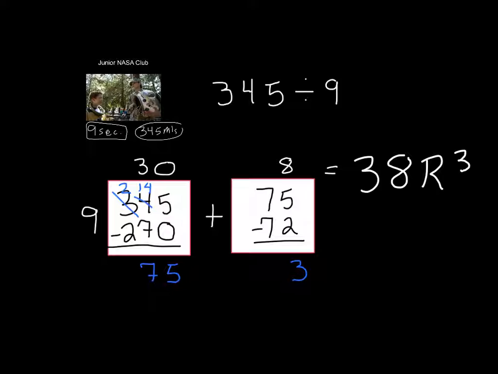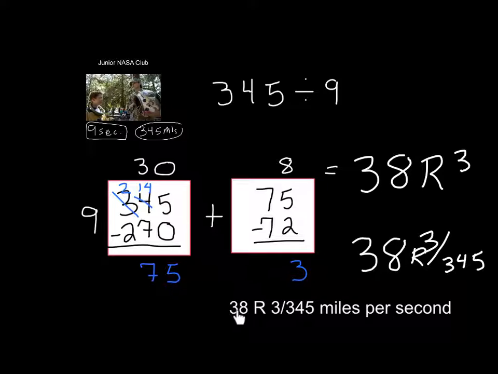So each second, I'm going 38 miles, and I'm also doing 3 out of the 345 miles. So that's still my remainder. But if you were rounding this off, you would say, okay, I'm going about 38 miles every second. That is extremely fast, my friend. So I just went ahead and wrote right here 38 with a remainder of 3 out of 345 miles per second. So really about 38 miles per second.